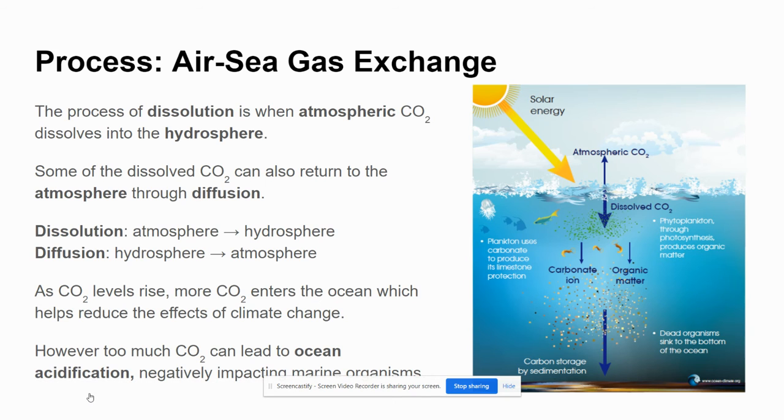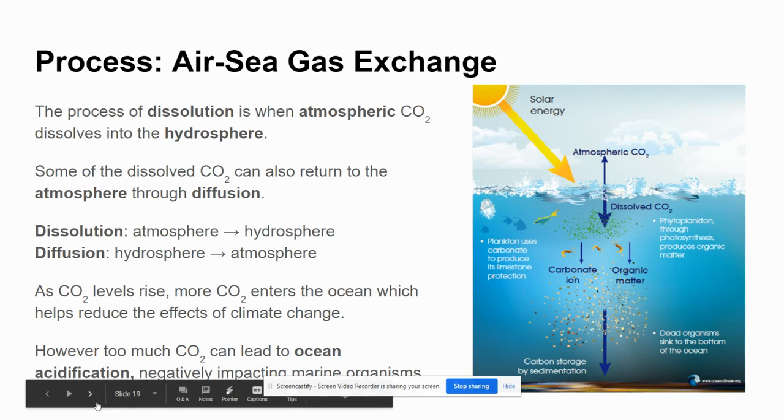Now that is the positive impact of the dissolution process. But as more and more carbon dioxide goes into the hydrosphere, there's a negative impact too. As you remember, we talked about the pH and the acidification. The ocean is getting acidified as carbon dioxide gets dissolved in the water. The carbonic acid is formed, and this carbonic acid lowers the pH of the ocean, making more ocean acidification happen and negatively impacting the marine organisms, destroying the shells of the fish and destroying marine life.